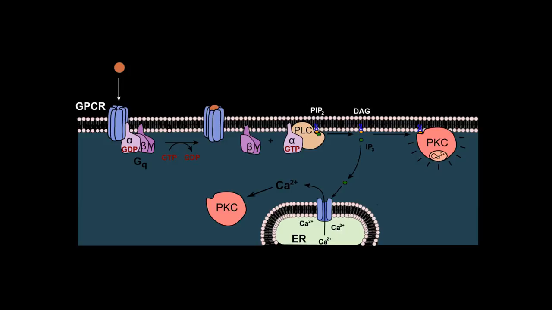One of those effects is the IP3. The IP3 can come down here and open up a calcium channel in the endoplasmic reticulum. That's similar to what we were talking about before. Once this calcium gets out, it can activate a protein kinase C, and that protein kinase C is going to be free floating in the cytosol. And it can do something.